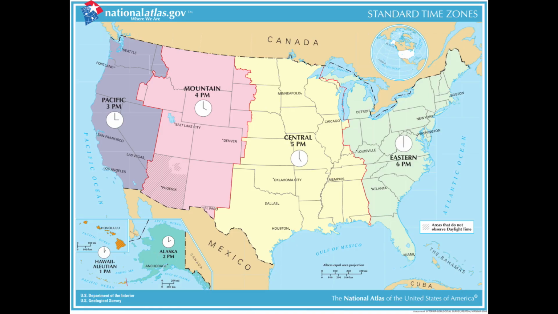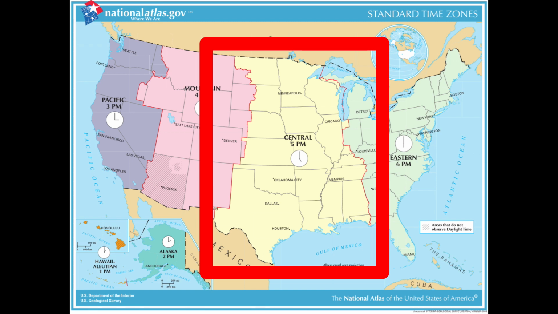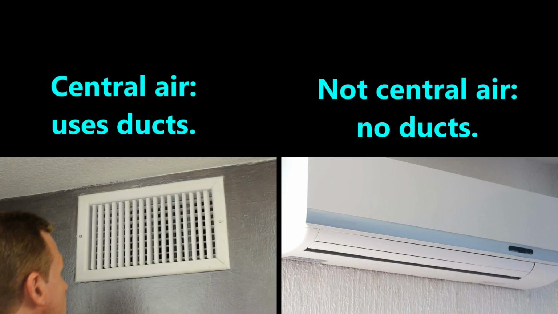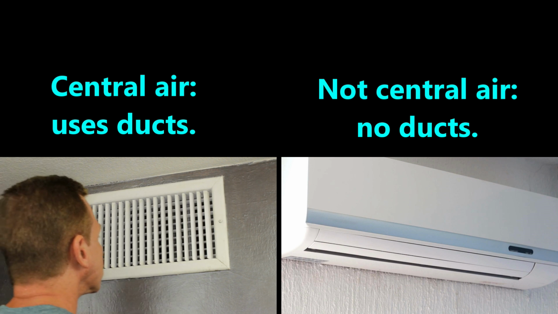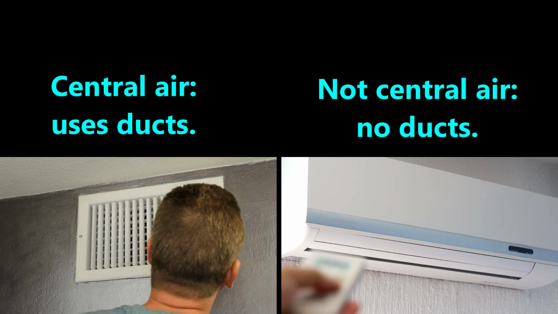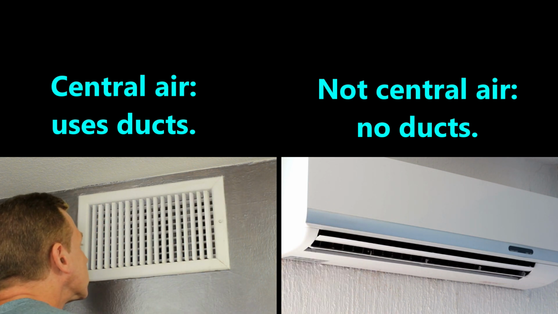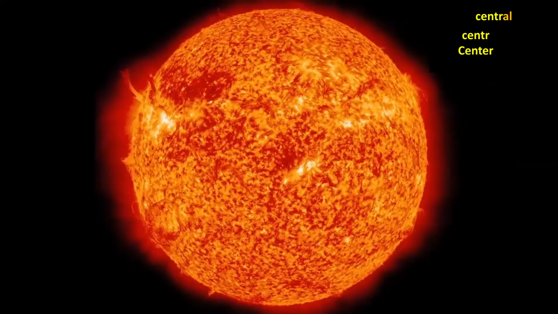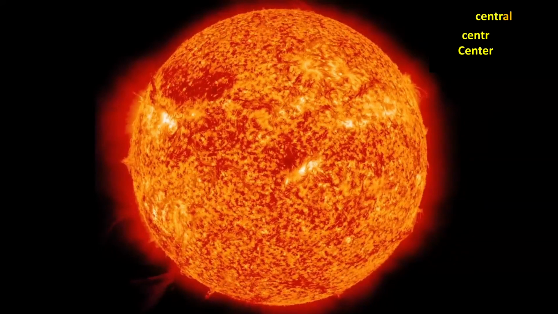Here are the 4 time zones in the continental U.S. The one in the middle is the central time zone because it's in the center of the country. When we talk about central air conditioning, we're referring to a system of ducts that bring air from a machine that's near the center of the building. This is in contrast to a ductless air conditioning system that's not bringing cool air from the center of the building. We commonly use the word central when referring to the most important idea or function.